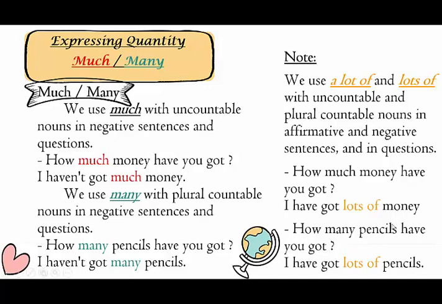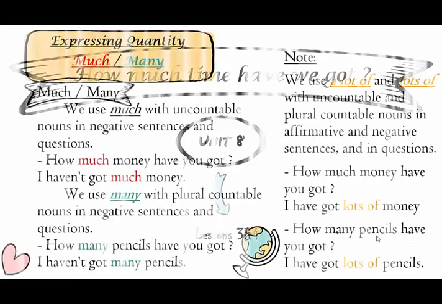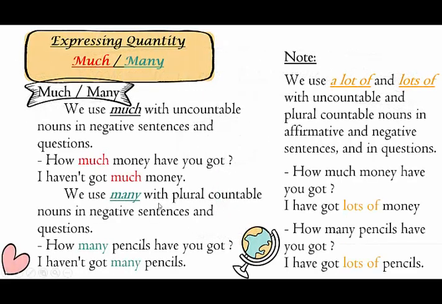How many pencils have you got? How many pencils? As we said, we use many with plural countable nouns, pencils. And the answer, I have got lots of pencils. Lots of pencils. So we use lots of with plural countable nouns in affirmative and negative sentences and in questions.